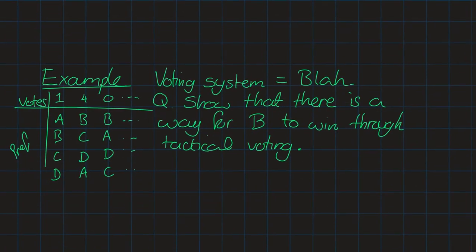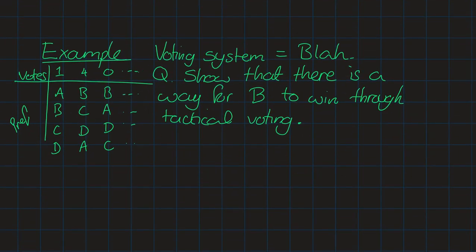So let's just look at a typical example. It says the voting system is blah. It doesn't matter what it is, it's some voting system. Here's the voting profile. I didn't write it all down, it's just an example. And the question says, show that there is a way for B to win through tactical voting. So how do you answer this sort of question?